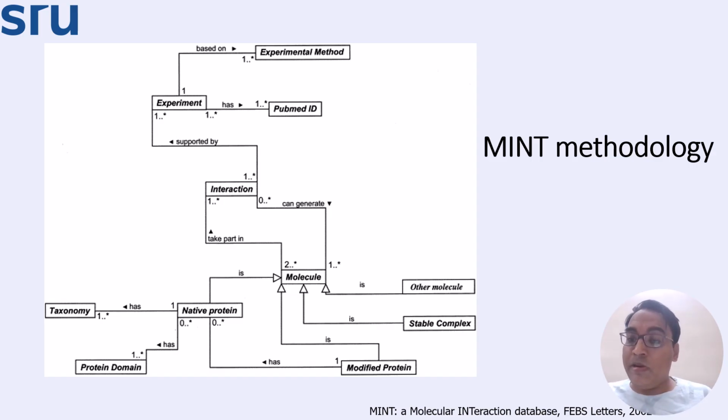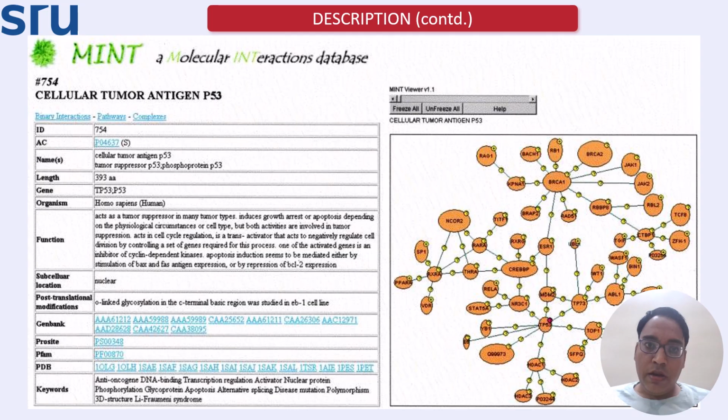All right, the MINT database keeps on reading various articles, tracing through various articles to keep updating the database. If the protein has got a modification, how exactly it has gone, where exactly, all the details. Moreover, the protein domain, the structural domain, and the taxonomy. Now to demonstrate how the MINT database works for a protein, here I'm searching P53, a very common protein.